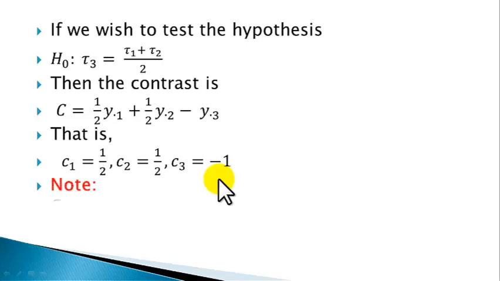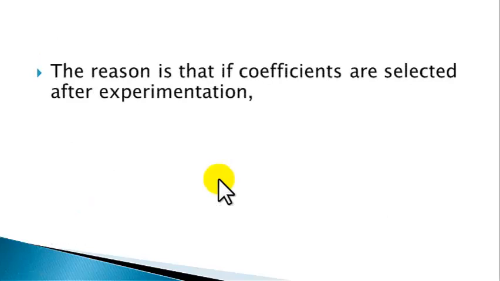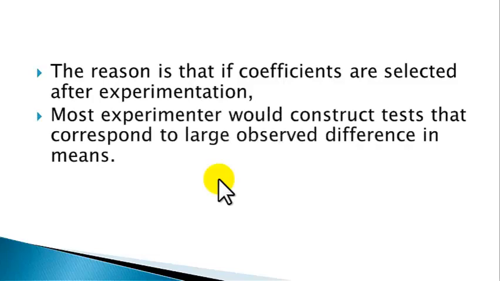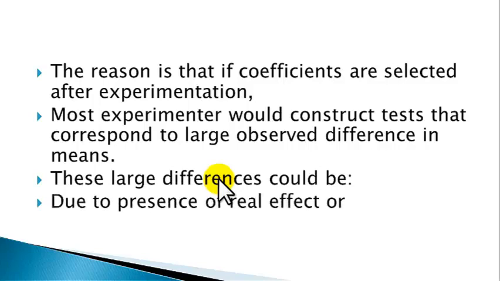Note that contrast coefficients must be chosen prior to experimentation. Why? The reason is that if coefficients are selected after experimentation, most experimenters would construct tests that correspond to large observed differences in means. These large differences could be due to presence of real effect or due to random error.